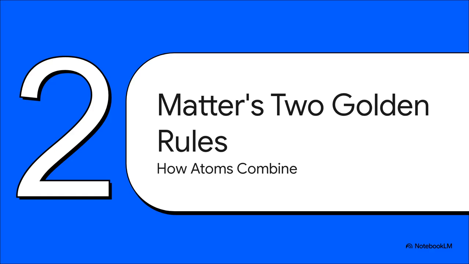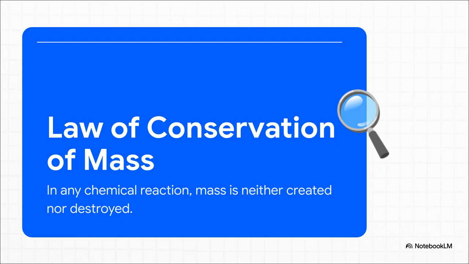Okay, so we've got these bazillions of tiny building blocks called atoms. But how do they actually come together to form things? Is it just a total free-for-all, or are there some rules to the game? Oh yeah, there are rules, and we're about to learn the two most important ones. Rule number one is the law of conservation of mass. And honestly, it's pretty straightforward.